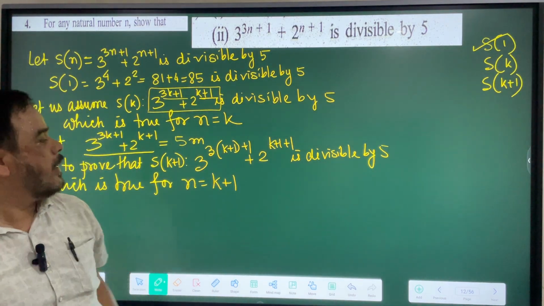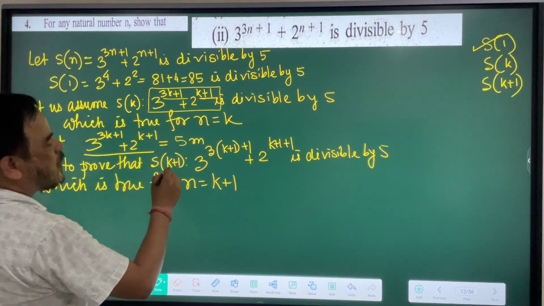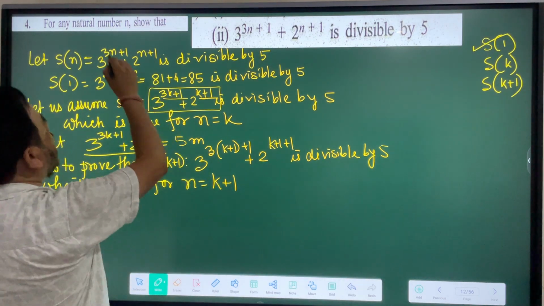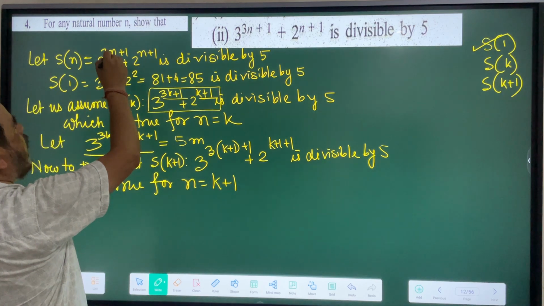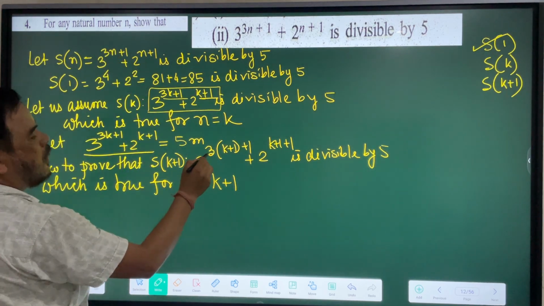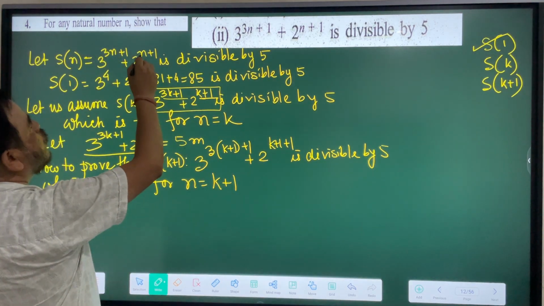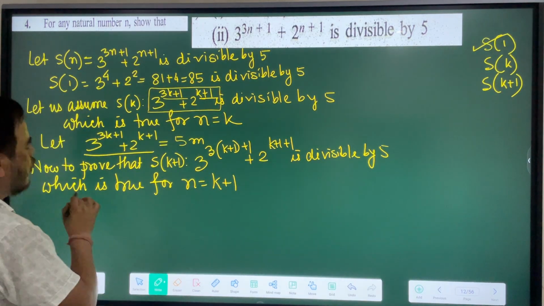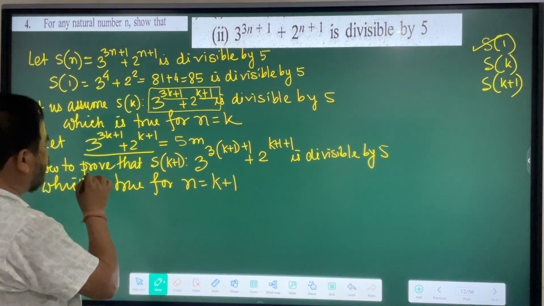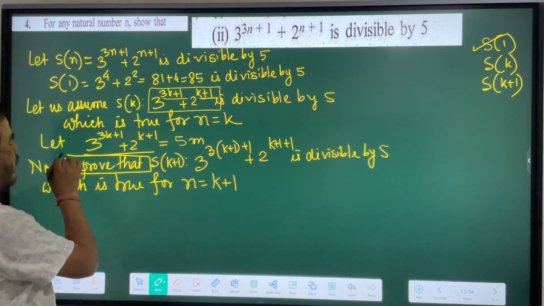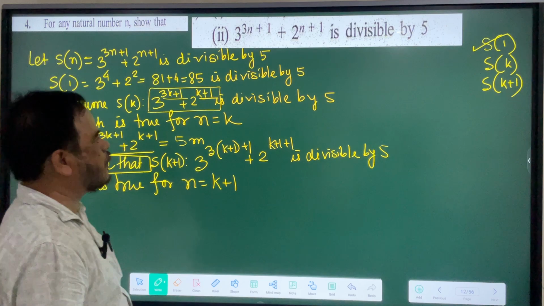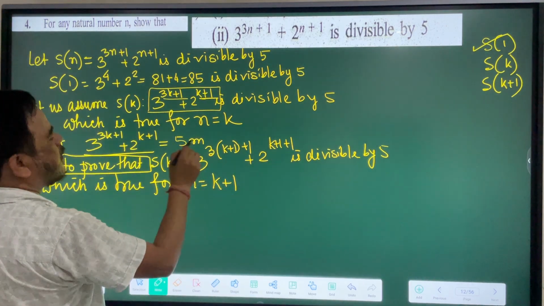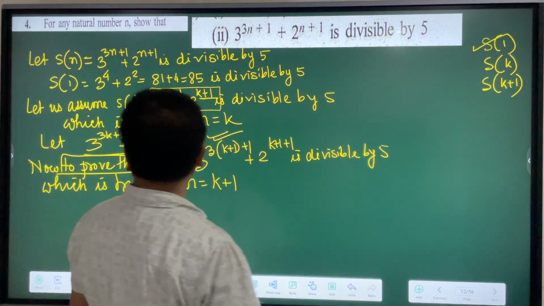I hope you understand. Now we have to prove it for k plus 1. In place of n, now k plus 1: 3 to the power 3 into k plus 1 plus 1, plus 2 to the power k plus 1 plus 1 is divisible by 5, which is true for n equals k plus 1. We have to prove that. To prove that, this will be required, like the previous sum.